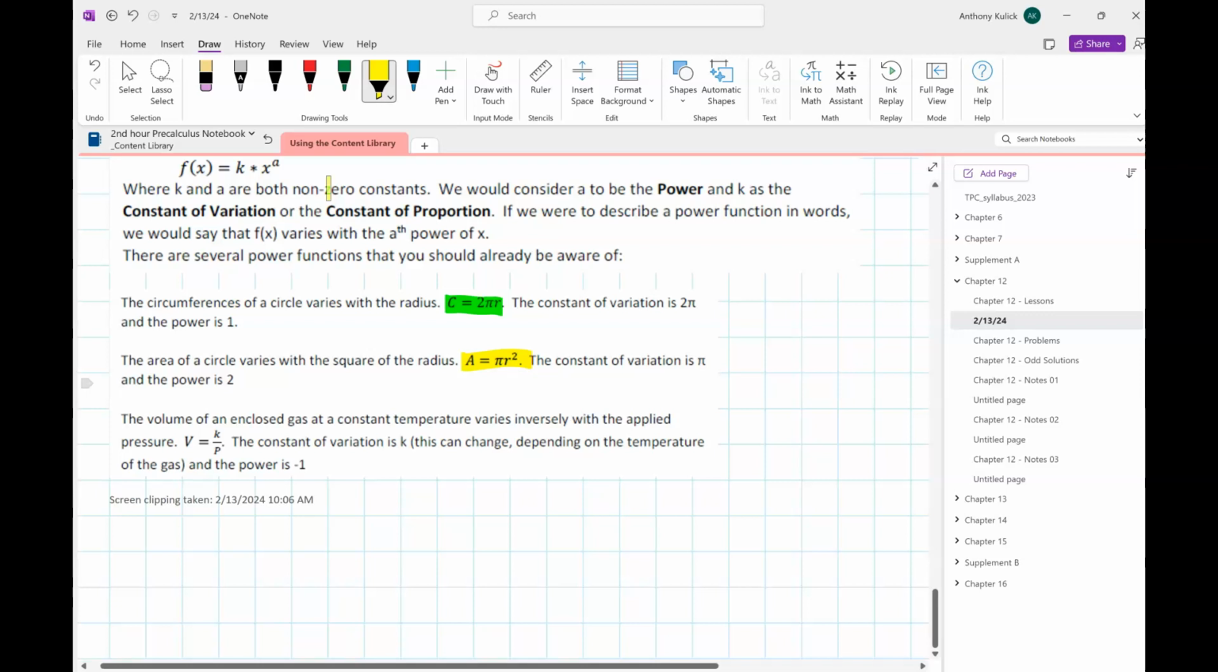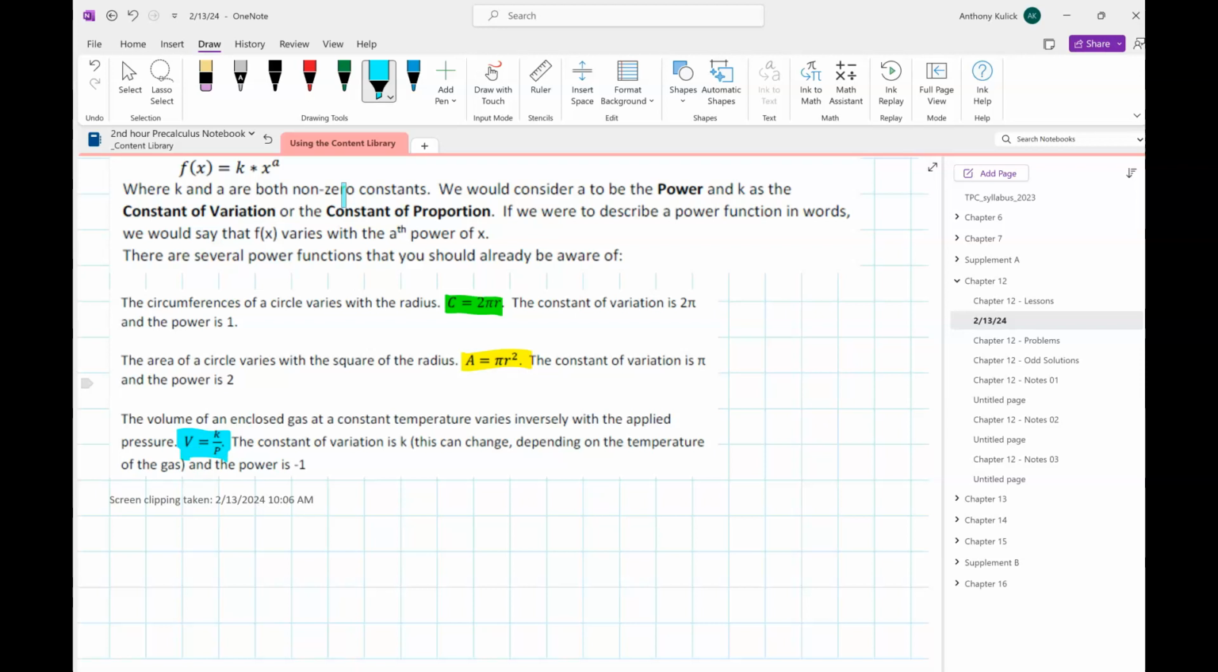Area of a circle also could be considered a power function. The constant of variation is just the pi. The power is the 2. Everybody's okay? It could also be considered a quadratic function, for sure. Not wrong to say that, but if it's like describe the constant of variation and the power for this power function, well, it's pi and 2. But yes, that's a great point.